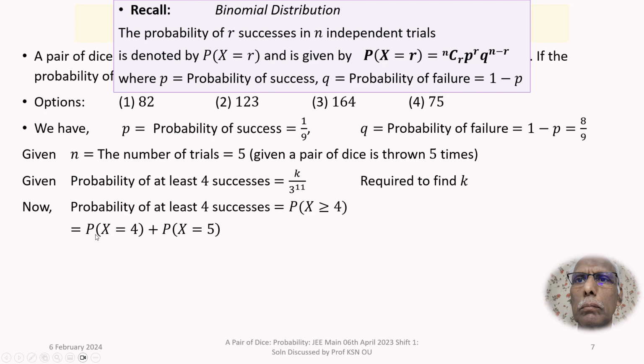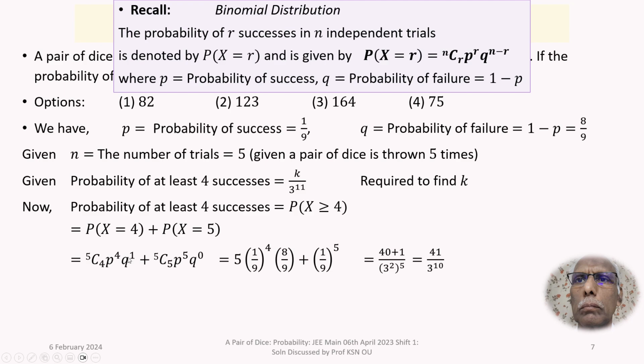Let's get back here. So the probability of X equal to 4: X equal to 4 means r is 4, and n is 5. So 5C4 into p to the power of 4 into q to the power of 5 minus 4. That gives 5C4 into p to the power of 4 into q power 1, because n minus r is 1. And P(X = 5) will be 5C5 into p power 5 into q power 5 minus 5, that is 0.